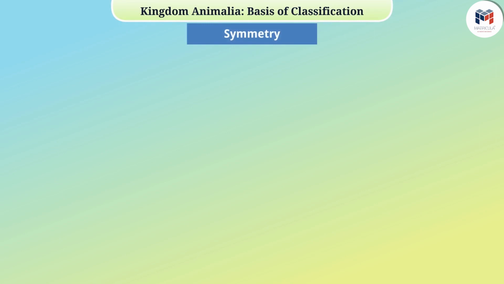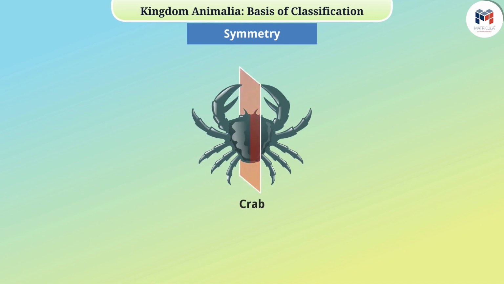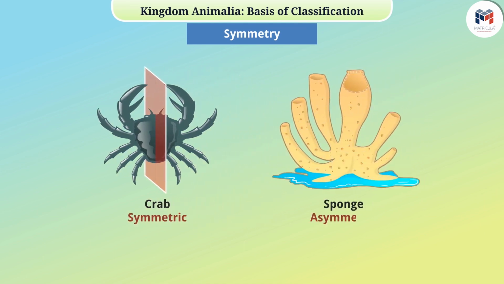Symmetry. Some animals, such as the crab, can be divided into two parts in a plane in such a way that the two parts are exactly like each other. We say that such animals are symmetric. Some animals like sponges are asymmetric.